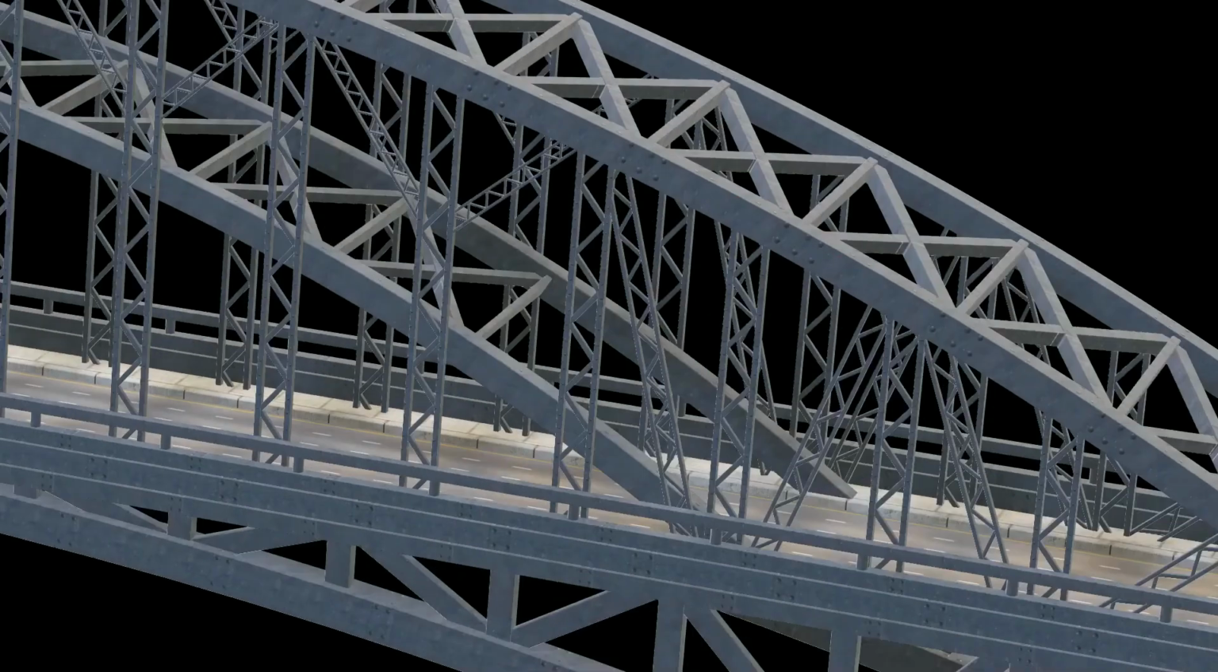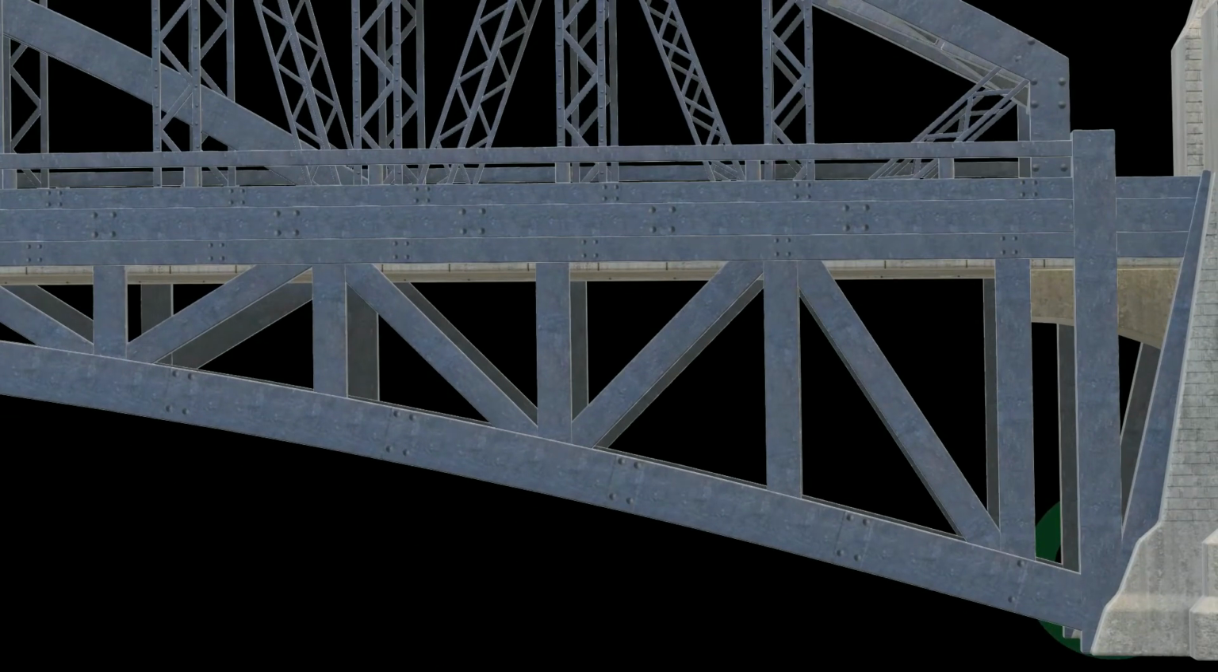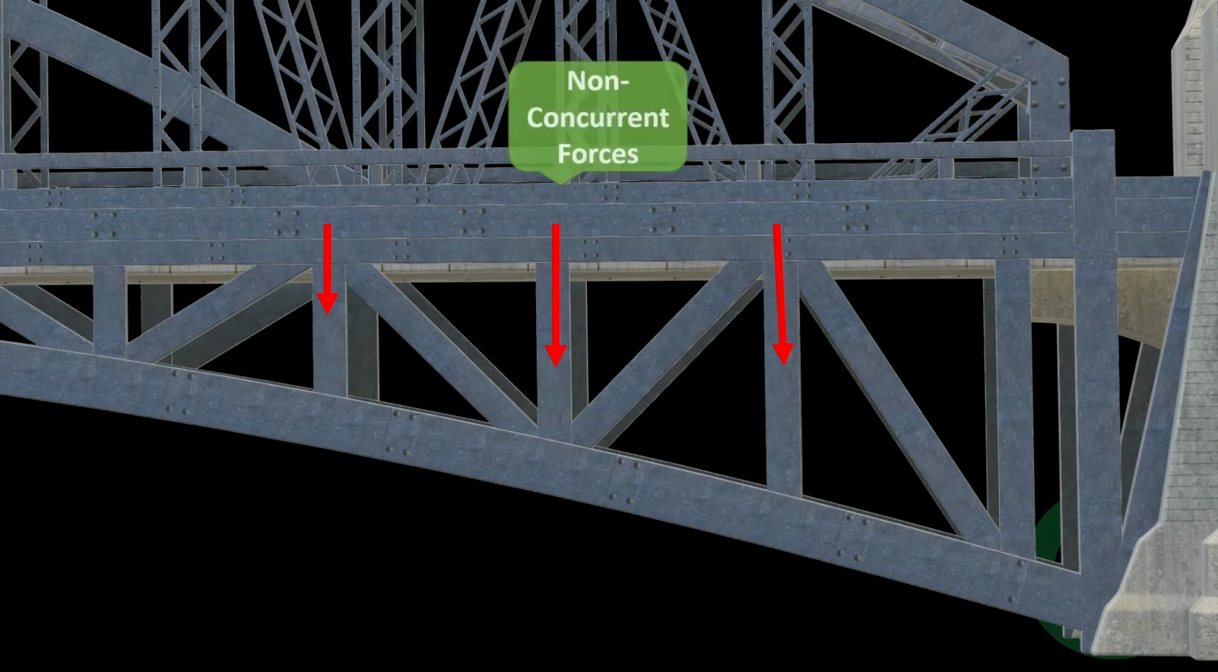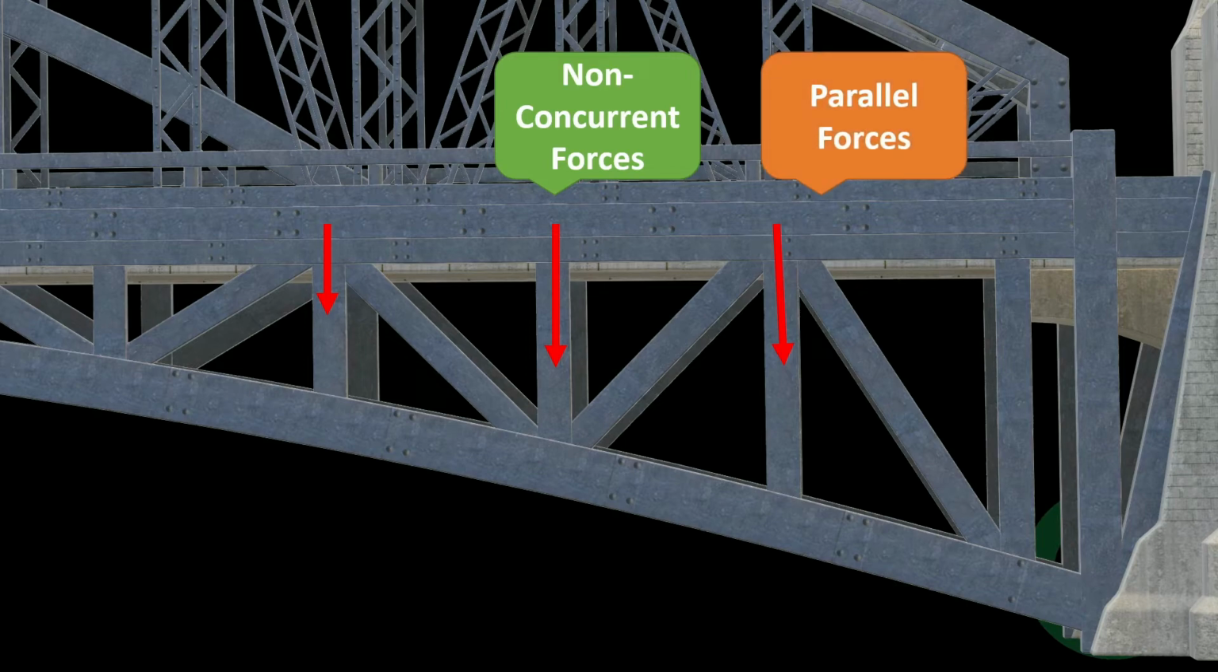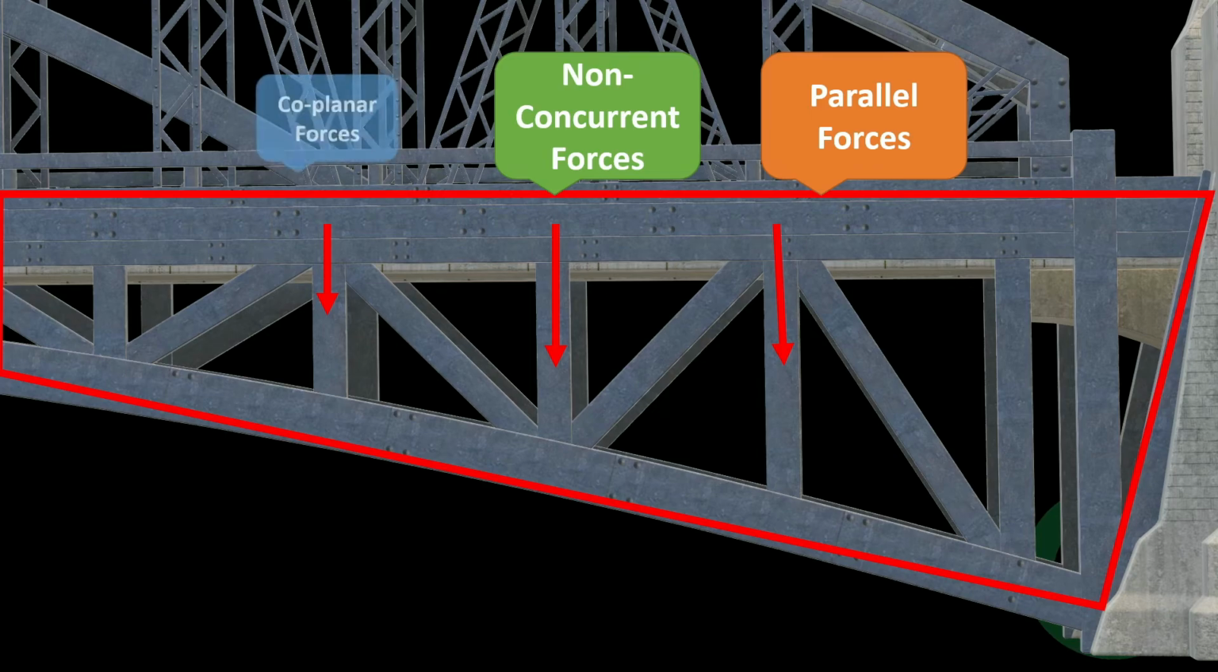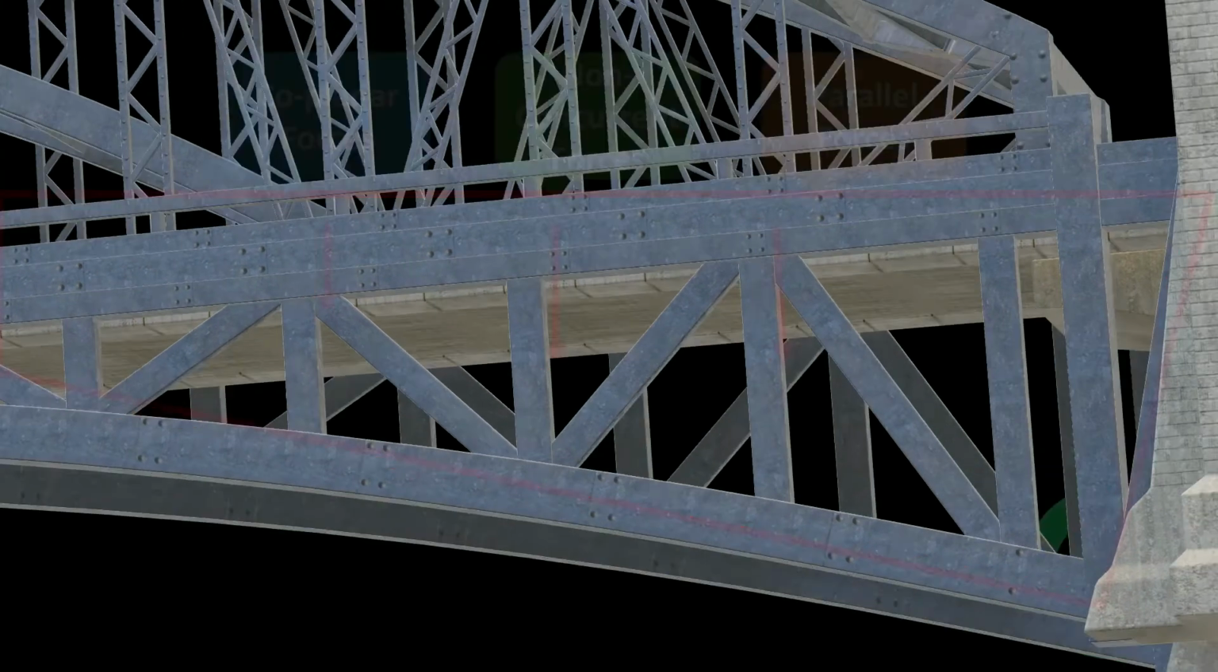Now let us zoom to this position of the bridge near one of its abutments. Let us consider this joint. These are some of the forces in the members which are concurrent, right? If we consider these three forces in the members, they are non-concurrent, and they can also be called parallel forces. On top of that, they also exist in the same plane, so we can also call them coplanar forces.